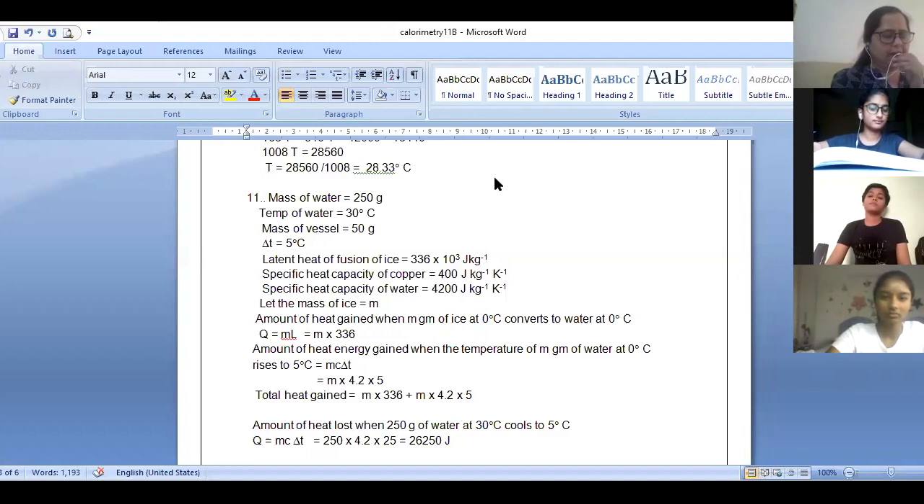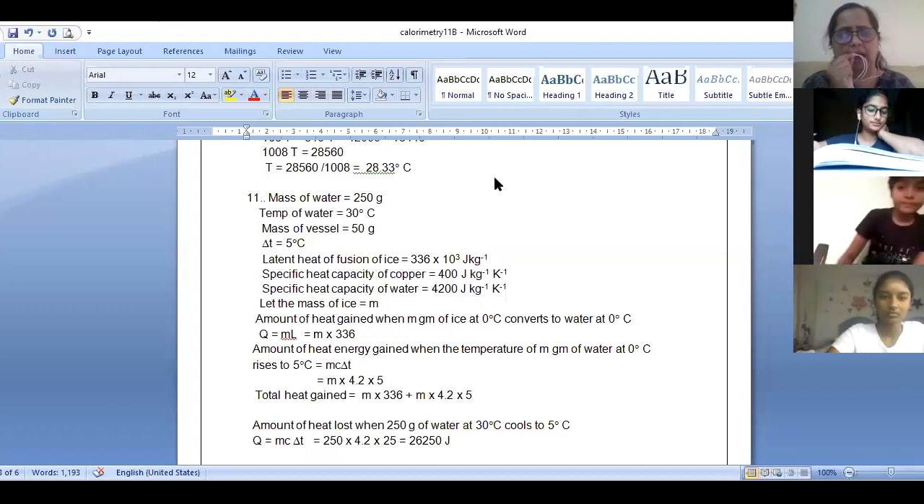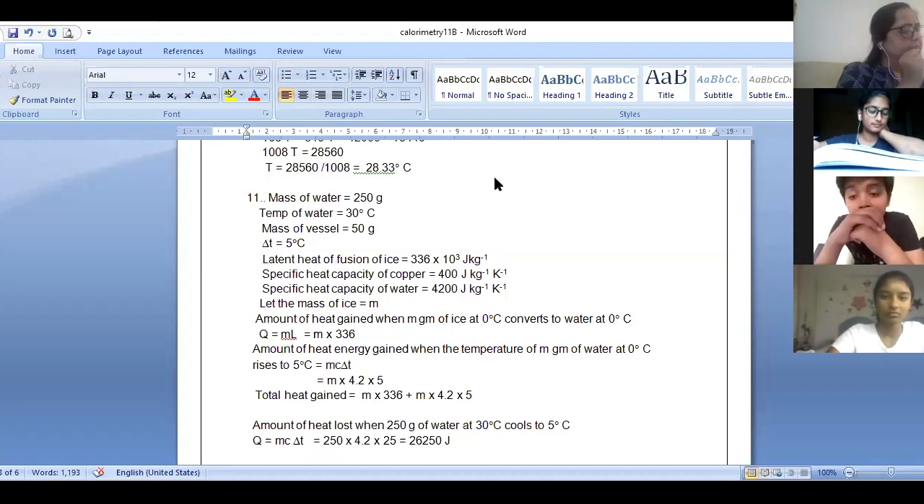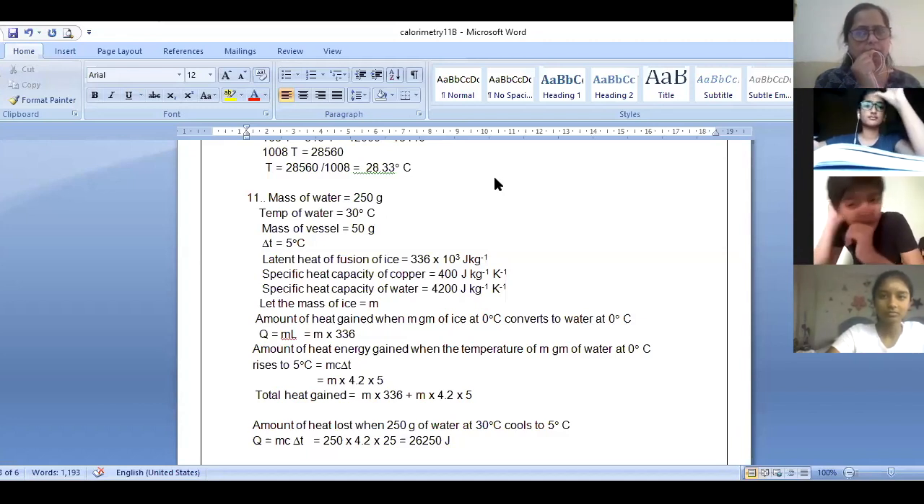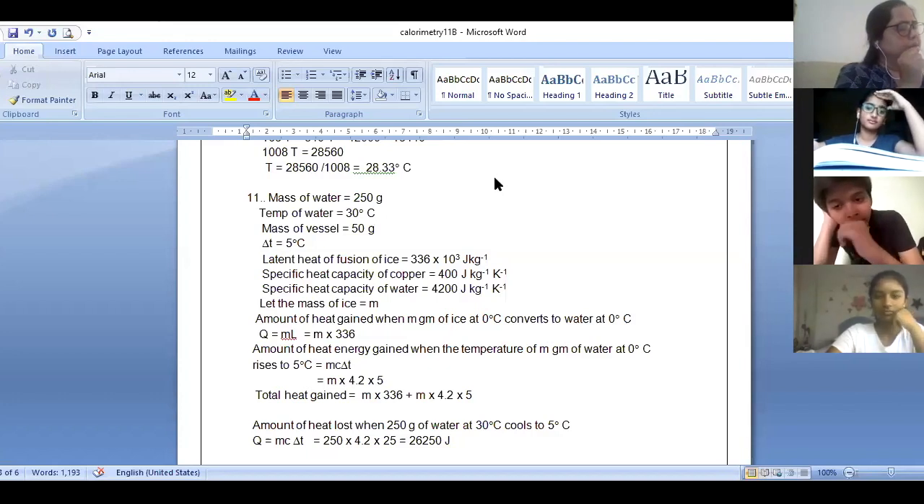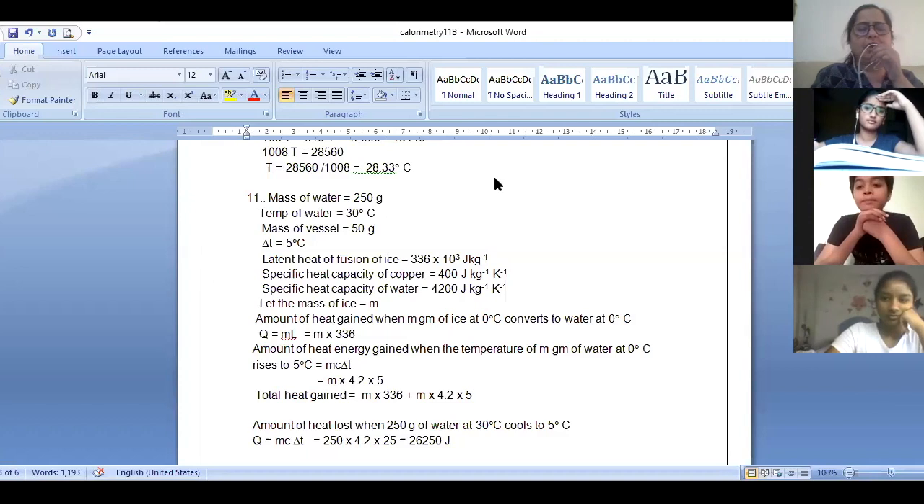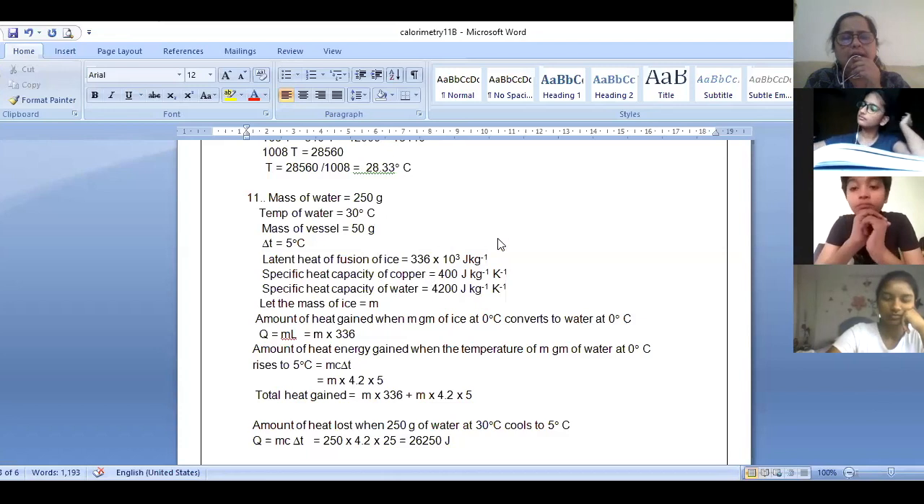So let us see what is happening here. There is 250 gram water. Please try to understand. The temperature is 30 degrees. Now the mass of the vessel, copper vessel, is 50 grams. Now you have to add some ice. We don't know how much ice has to be added, but you have to bring the temperature of the vessel and the contents down to 5 degrees. So the temperature should come down to 5 degrees from 30 degrees, for both. They are asking how much ice has to be added, and they have given you the specific heat capacity of copper, specific heat capacity of water, and latent heat of fusion of ice.